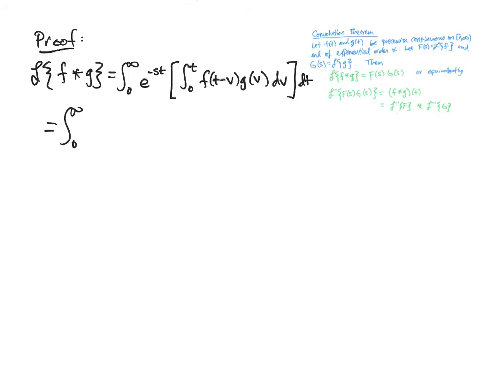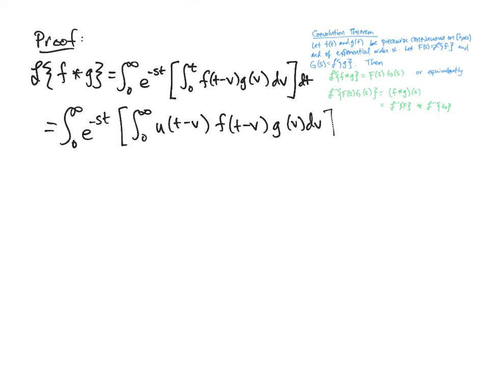So let's do 0 to infinity, e to the negative st again. And I can make this one be 0 to infinity if I introduce a unit step function and just make sure that I kill off everything that wasn't getting integrated by this. So I can just stick in my u of t minus v and then keep everything else the same. g of v, dv, and then dt.